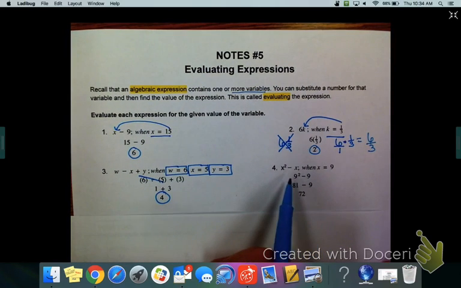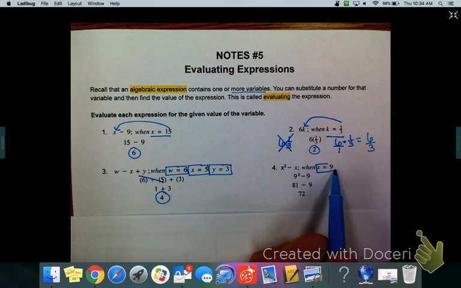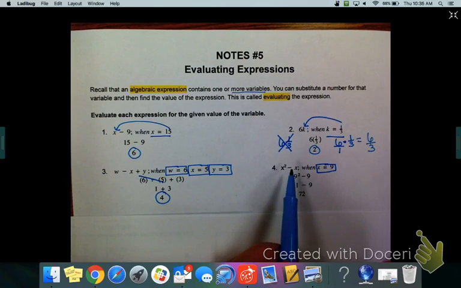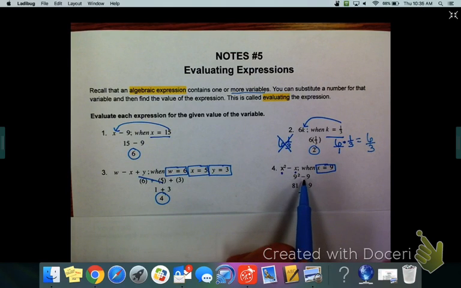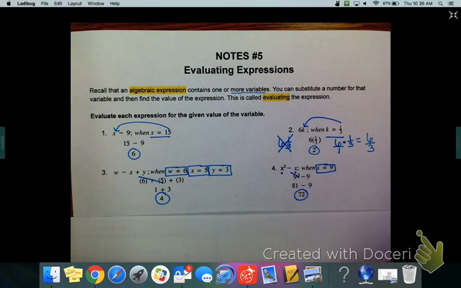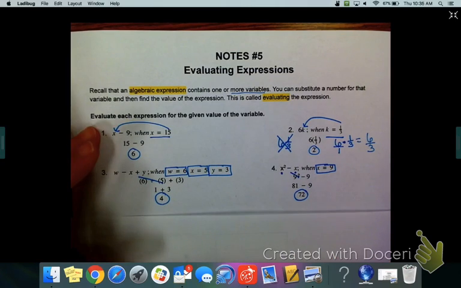And the last example is x squared minus x. It tells me that x is 9. So wherever I see an x, I will substitute it in. I have to do that twice. There's an x in that part of it and in that part. So I'm going to rewrite it as 9 squared minus 9. Following order of operations, I need to do the exponent first. 9 times 9 is 81. And then I bring down the minus 9, and I have subtraction left. 81 minus 9 is 72. So I evaluated to get the answer of 72.